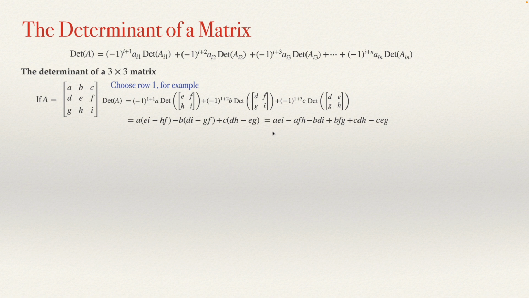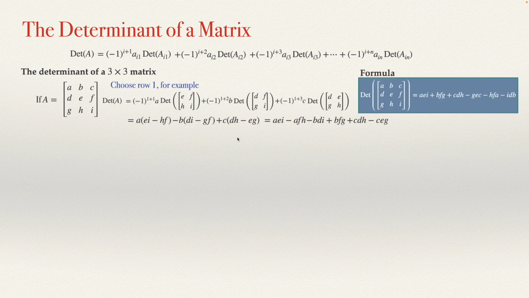And one idea is just type first the positive terms, AEI plus BFG plus CDH, and then the terms that are negative. So we can have this formula. The determinant of a 3 by 3 matrix like this will be difficult to remember. We can have it beside us, but it will be difficult to remember in case we don't have it at hand.